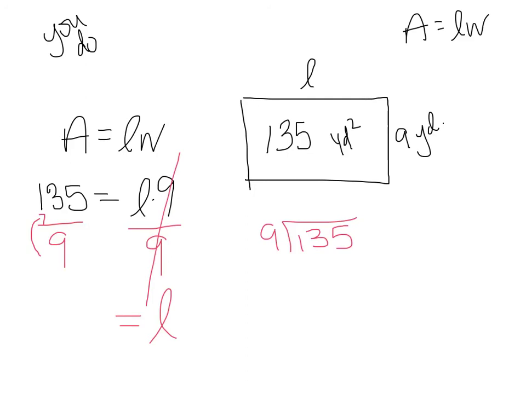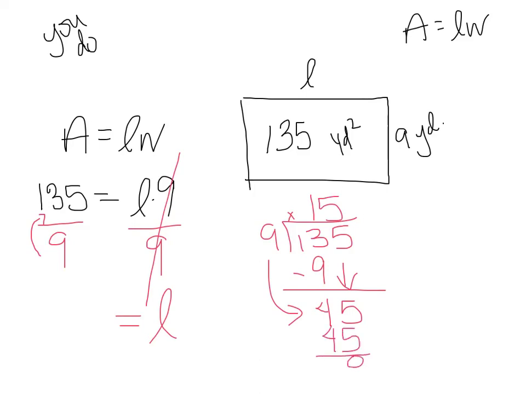Let's see. 9 fitting into 1 doesn't happen. 9 fitting into 13 is only going to happen once. 13 take away 9 is 4. Bring down the 5. 9 fitting into 45, oh yeah, that goes in 5 times exactly. 0 left over. So L, the length, is 15 yards. And that's how you solve those.